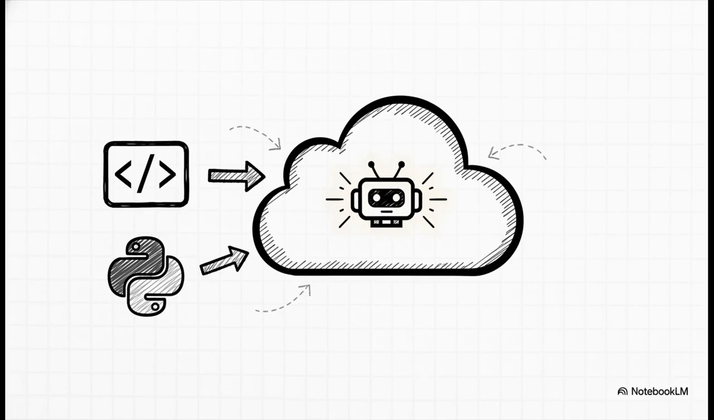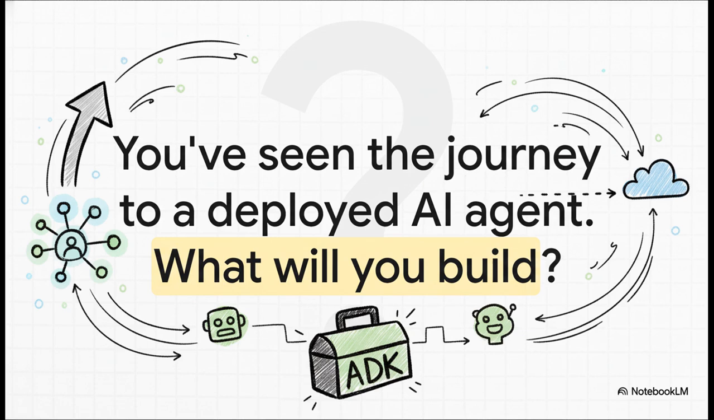And once that deployment is done, congratulations, your agent is officially live. It's running in the cloud, and it has its own API endpoint. You can now plug it into other apps or just start interacting with it directly through something like the Vertex AI SDK for Python. So there you have it. That's the entire developer's journey, from a completely blank file to a fully deployed AI agent. We've seen how the ADK gives you the tools for every single step along the way. So now that you have the map, what are you going to build?